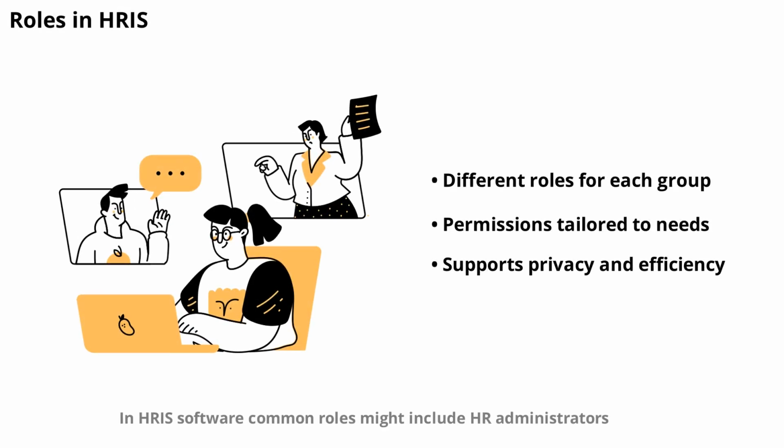In HRIS software, common roles might include HR administrators, managers, employees, and IT support. Each role is carefully crafted to grant only the necessary permissions. For instance, employees may only access their own records, while managers can view their team's information. This separation of duties not only protects privacy, but also ensures operational efficiency.